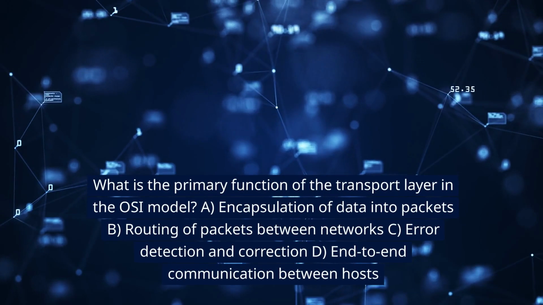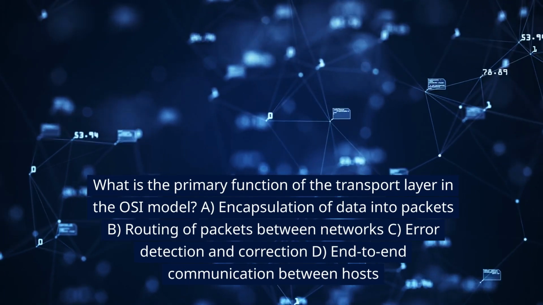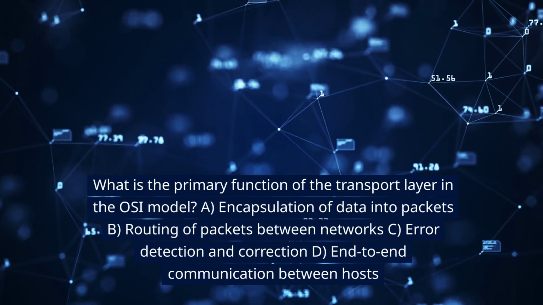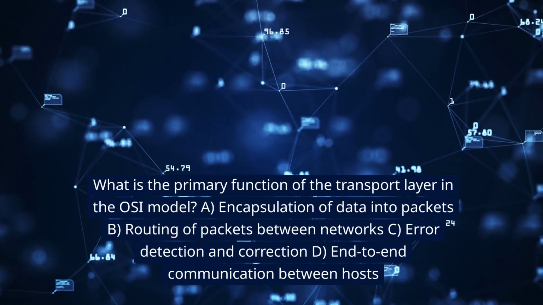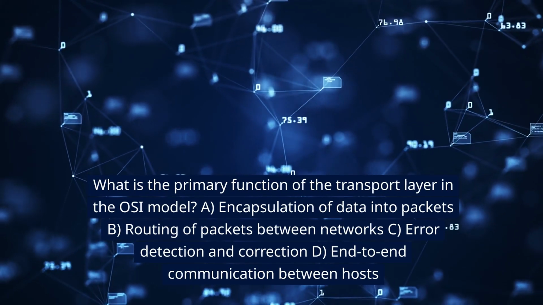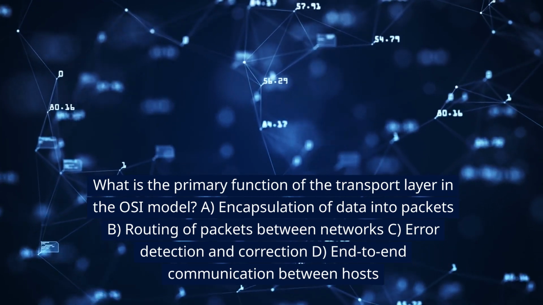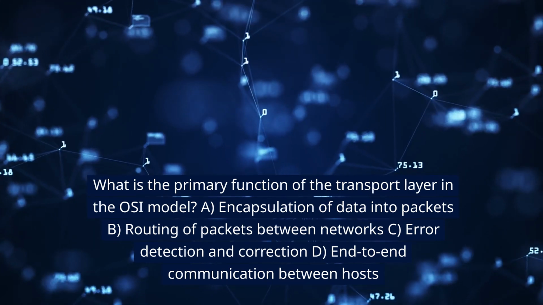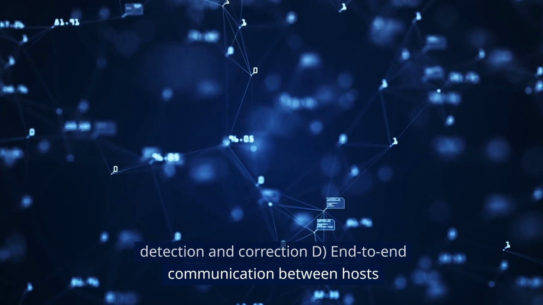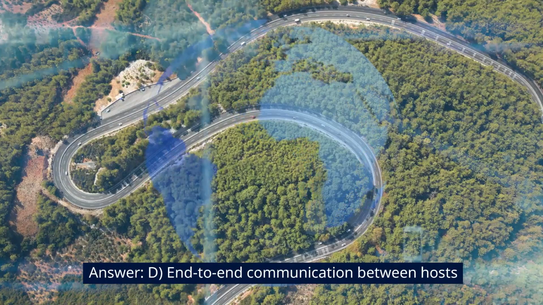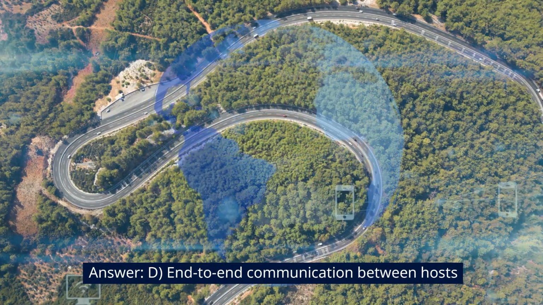What is the primary function of the transport layer in the OSI model? A. Encapsulation of data into packets. B. Routing of packets between networks. C. Error detection and correction. D. End-to-end communication between hosts. Answer: D. End-to-end communication between hosts.